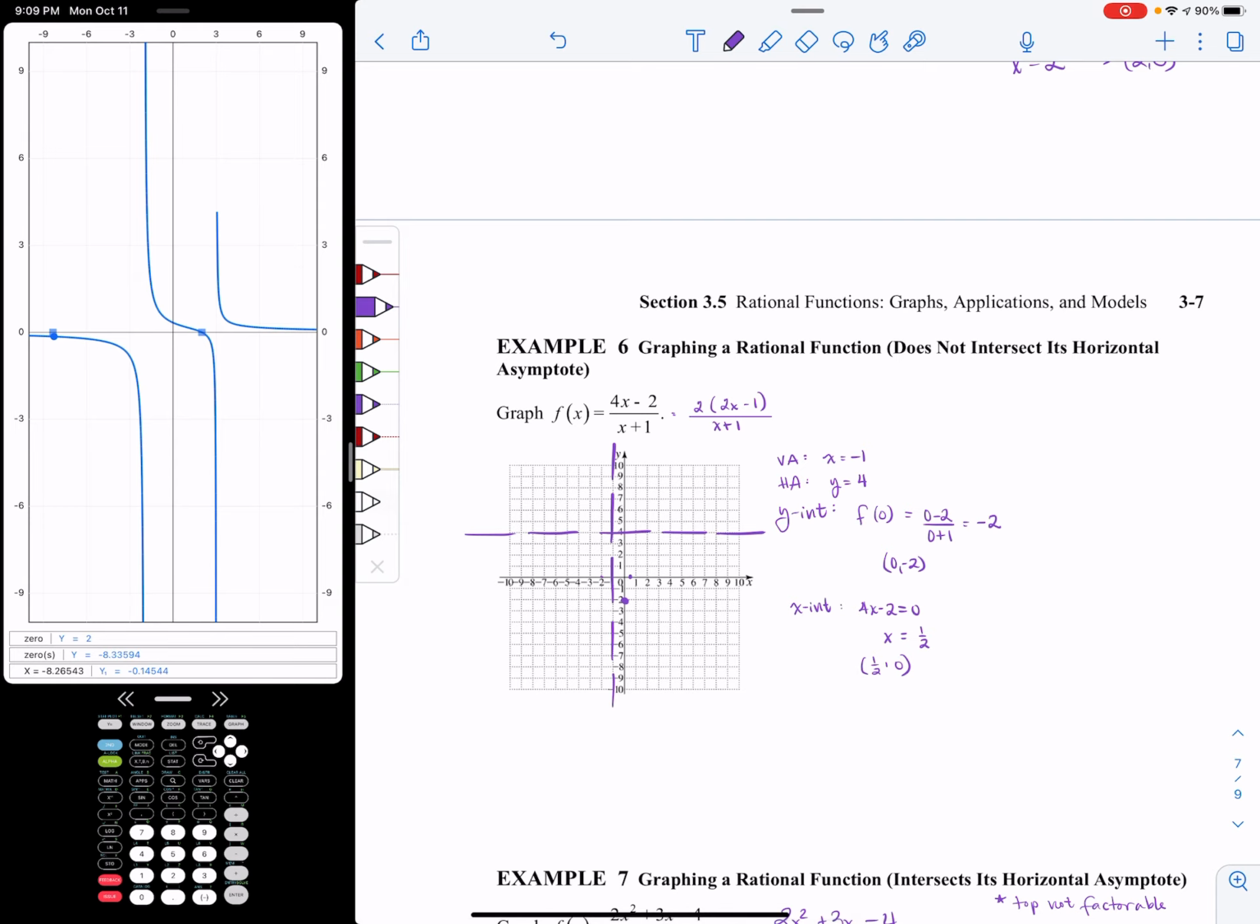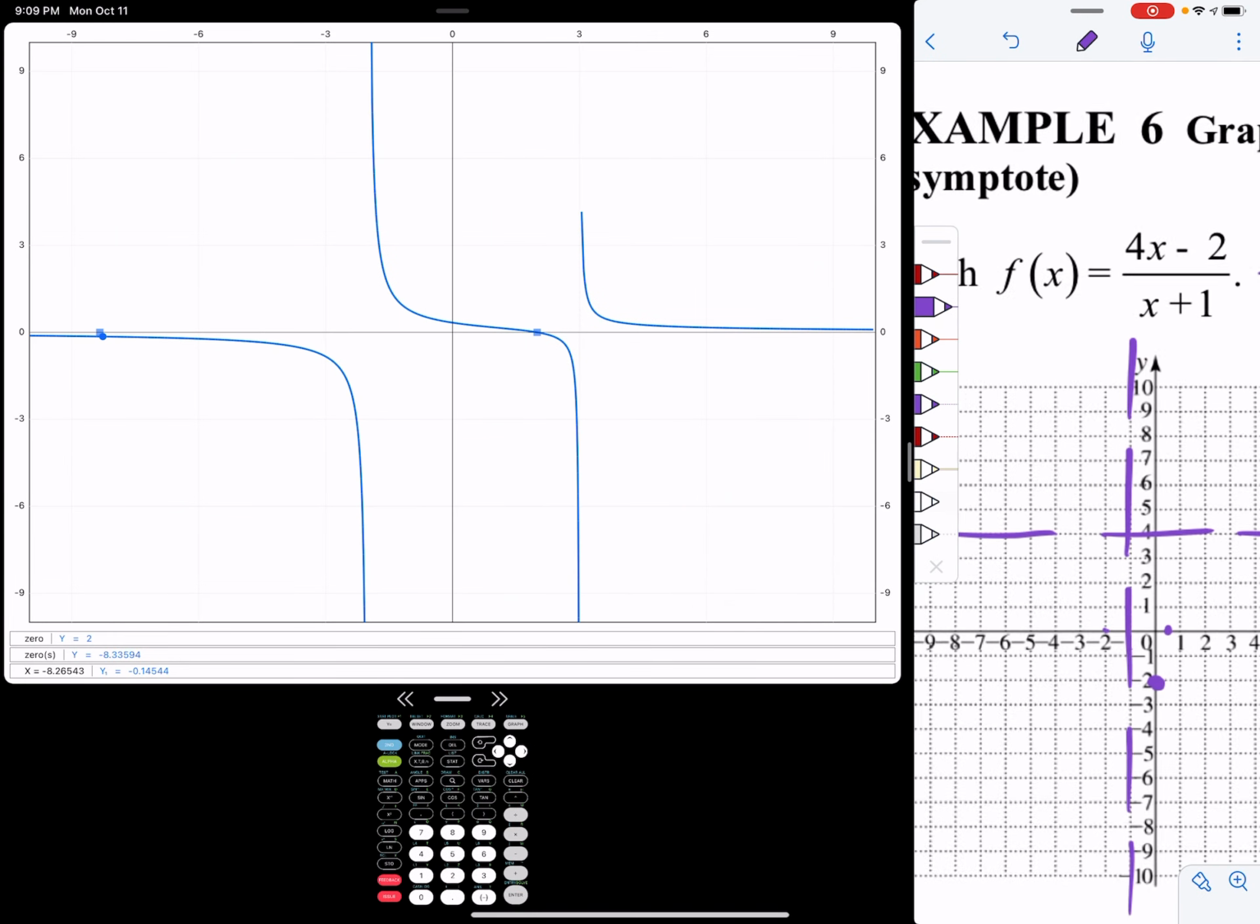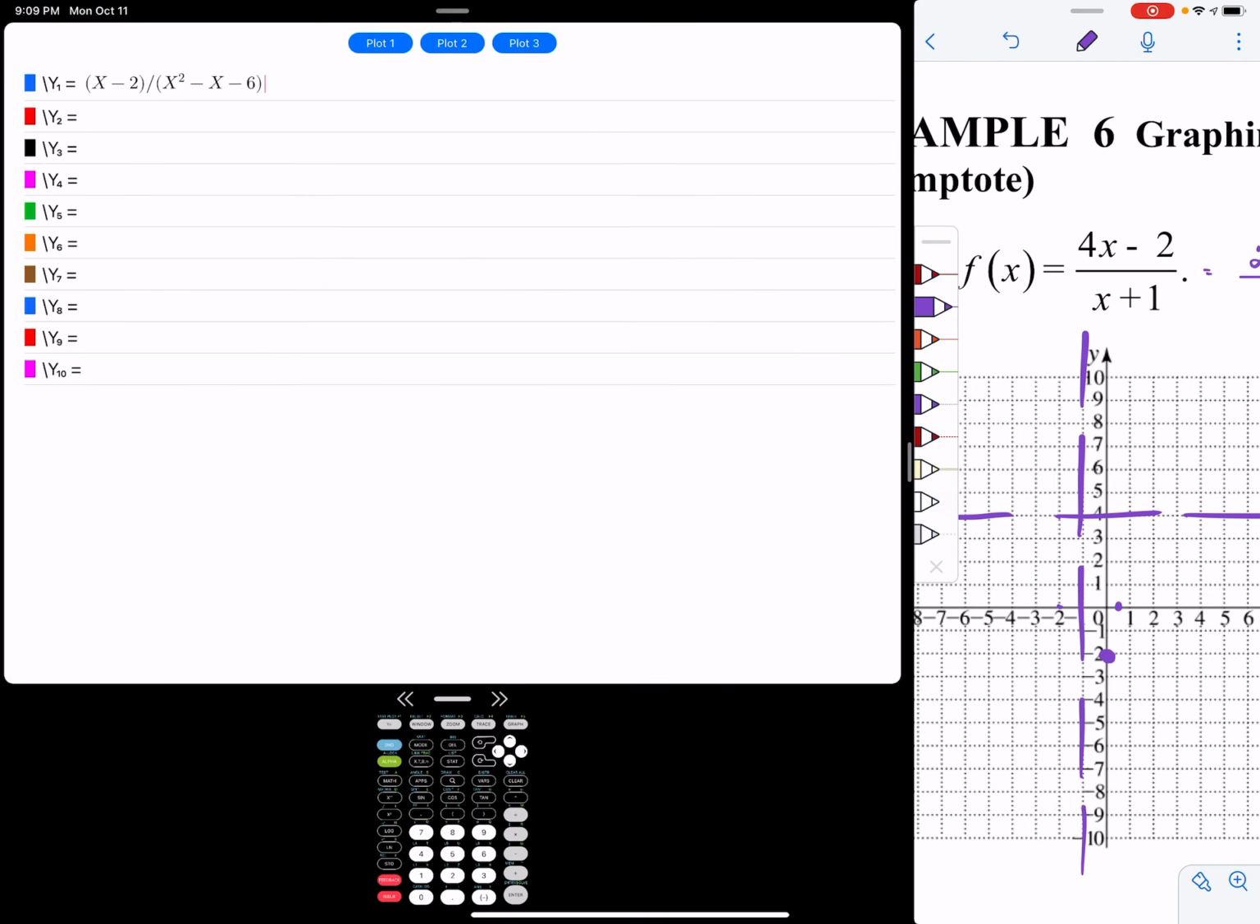All right, so now what I'm ready to do is go over to the calculator. So you want to go back to your y equals, clear out what's there. And again, make sure that you put parentheses around the entire numerator and the entire denominator. So we have 4x minus 2 divided by x plus 1. And you can go ahead and graph.